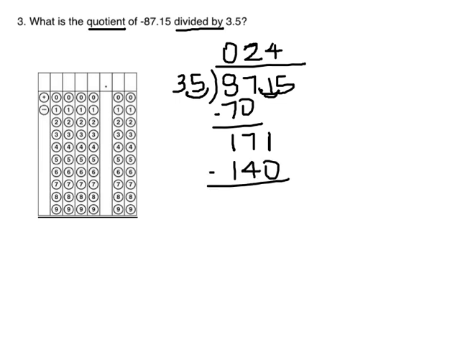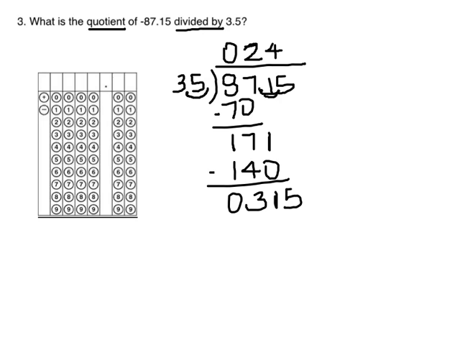1 minus 0 is 1. 7 minus 4 is 3. 1 minus 1 is 0. Carry down the 5. So 315. So let's see. 140 times 2 is about 300.